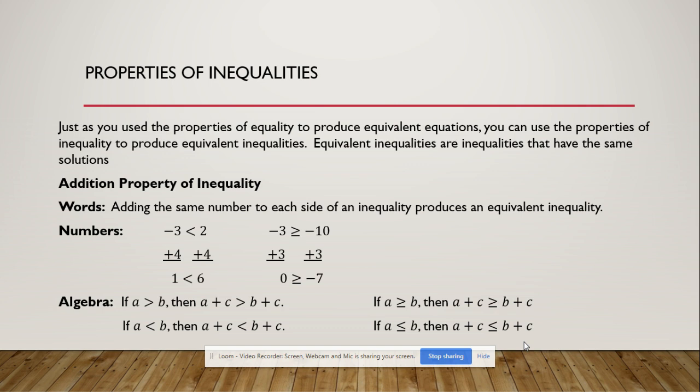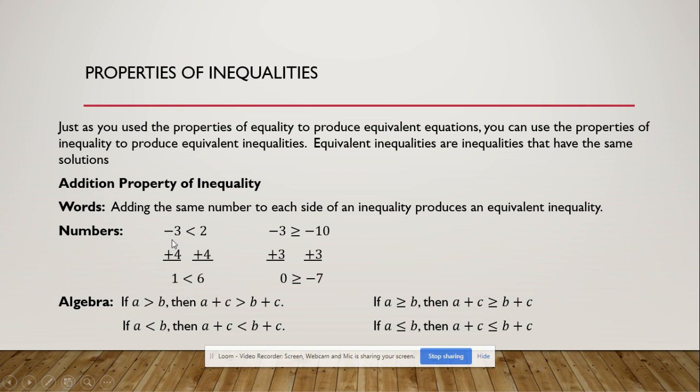Okay, so if x is greater than 5, and we've got another inequality that states that x is greater than 2 plus 3, really those two inequalities are going to have the exact same solutions, and therefore they would be equivalent. Here, we're going to use the addition property of inequality, which states that adding the same number to each side of an inequality will produce an equivalent inequality.